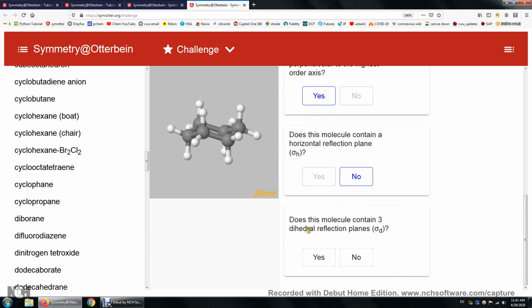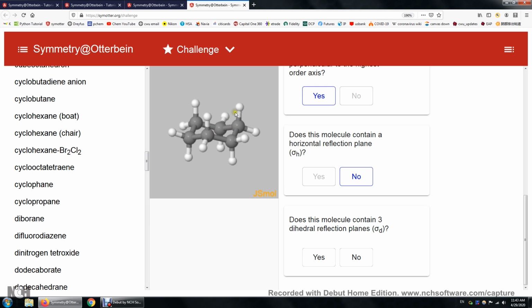Does this molecule contain 3 dihedral reflection planes? Yes, dihedral reflection planes contain the C3 axis. Again, the C3 is perpendicular to the screen. So this is your C3. Over here, this C3 axis is perpendicular to the computer screen. And then you have 1 sigma D that contains this hydrogen, this carbon, and the center of the molecule.